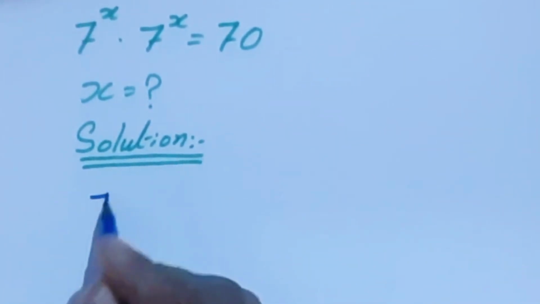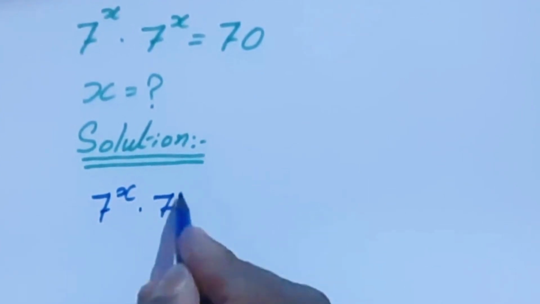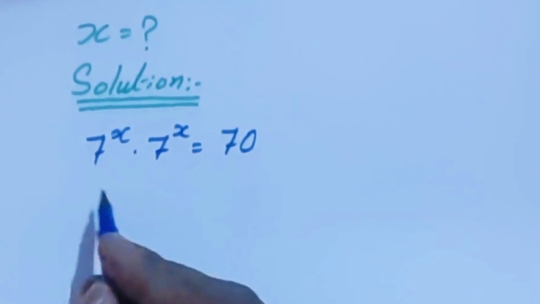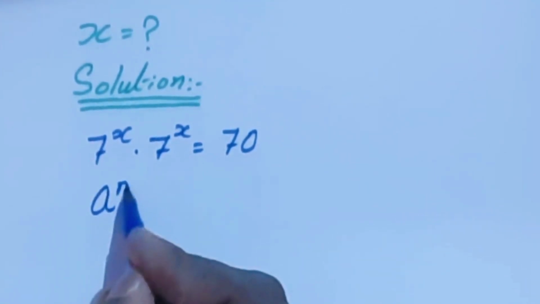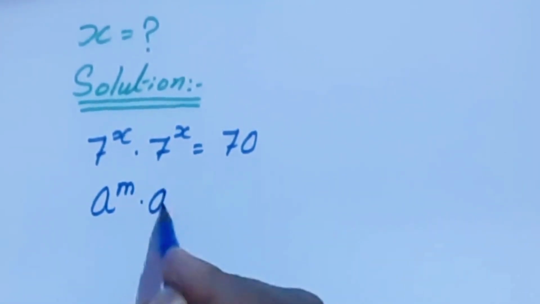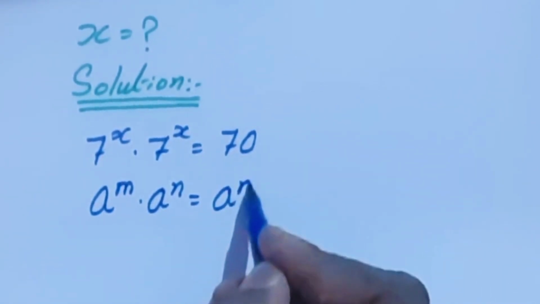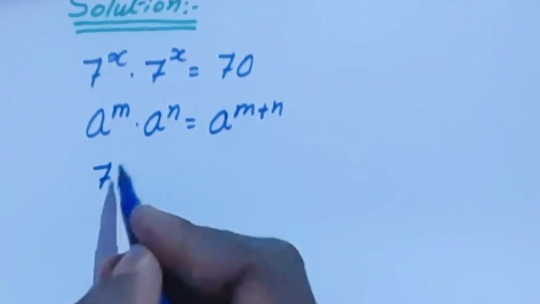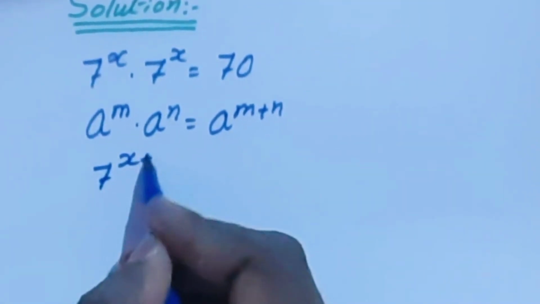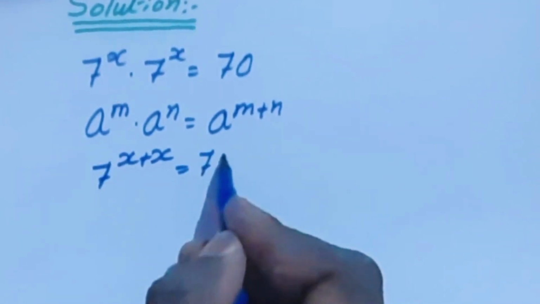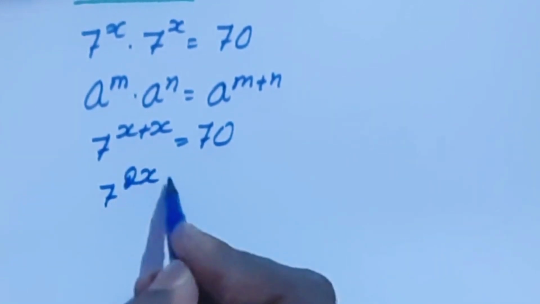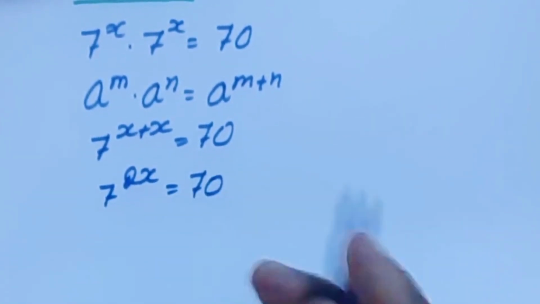Today we are going to solve this problem to find the x value solution. 7 power x times 7 power x equal to 70. Here we are going to apply this expression, a power m times a power n equal to a power m plus n. This we are going to apply here. So we'll get here 7 power x plus x equal to 70. Here 7 power 2x equal to 70.